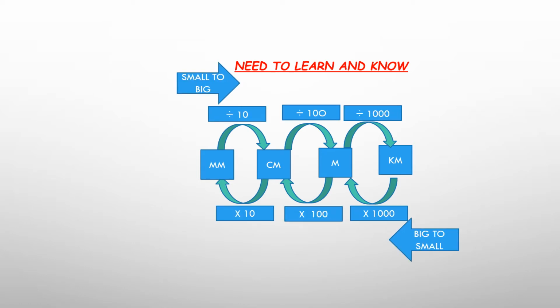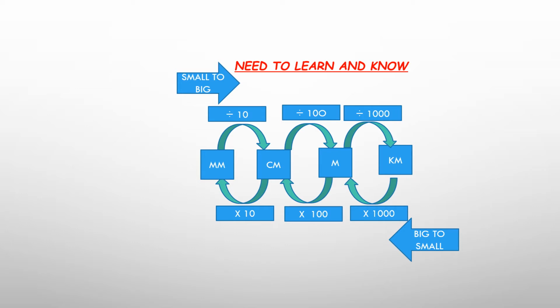From millimetre to centimetre, which is small to big, we divide by 10. To go from centimetres to metres, it's small to big, so we divide by 100. To go from metres to kilometres, small to big, we divide by 1,000.